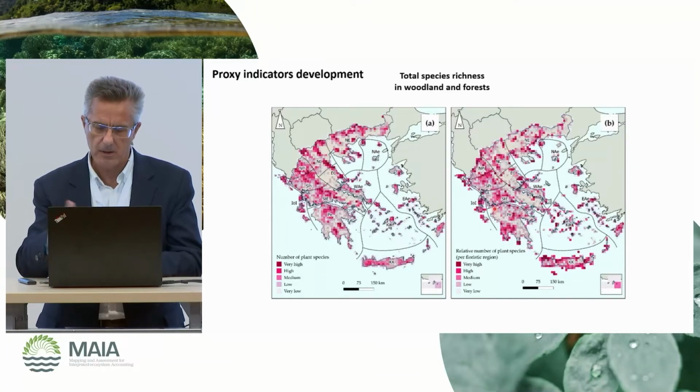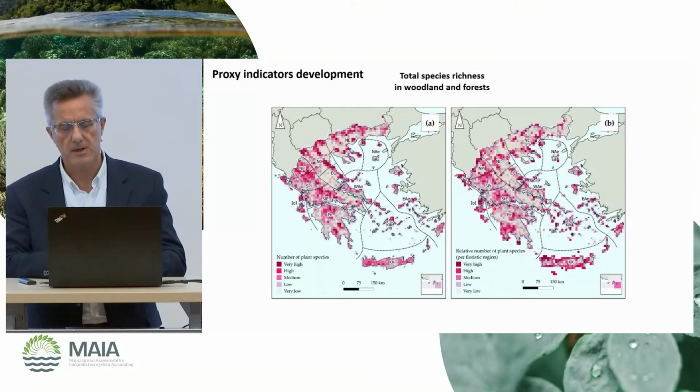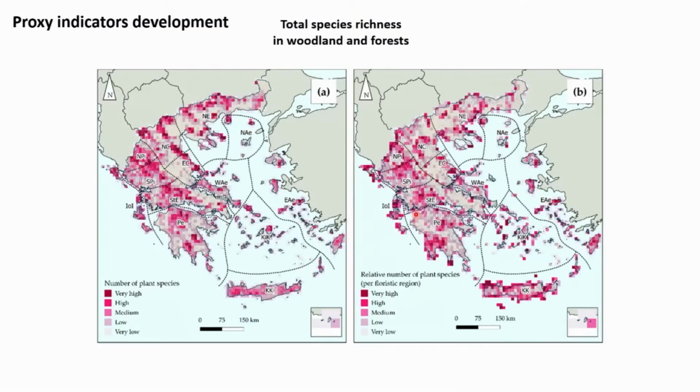Then we developed another indicator on total species richness in woodland and forests. Of course, in order to be able to produce such an indicator, we use the database which exists for Greece, and it is 1.2 million records for almost 7,000 species, which is the flora of Greece. So the 7,000 plant taxa, species and subspecies, are included in this 1.2 million records. You realize that this is a very good database to develop such indicators.